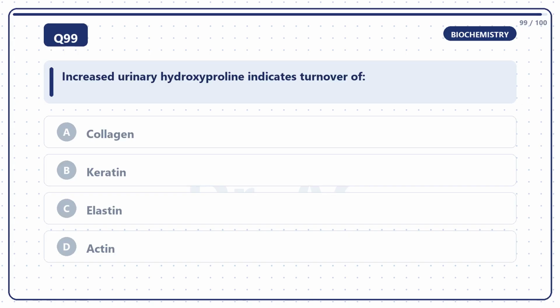Periosteum. Question 99. Increased urinary hydroxyproline indicates turnover of Option A, collagen. Option B, keratin. Option C, elastin. Option D, actin.